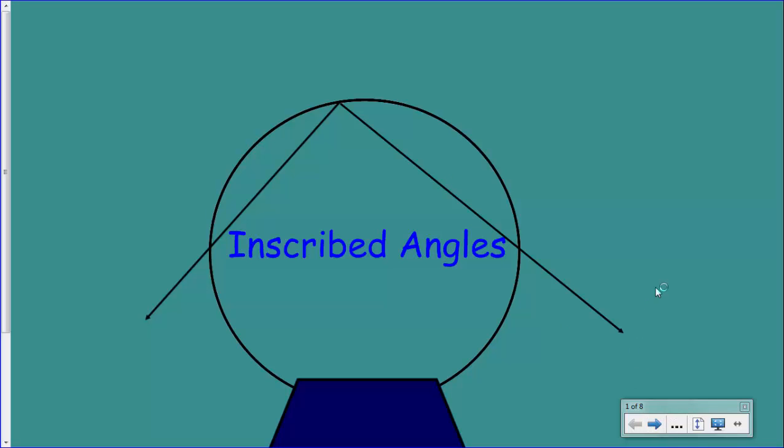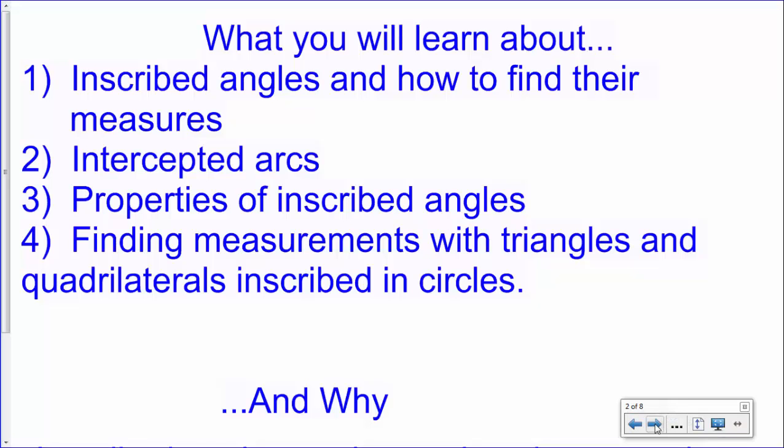Our next video lesson is on inscribed angles. We'll learn about inscribed angles and how to find their measures, an intercepted arc, and properties of inscribed angles. We'll also look at finding measurements of triangles and quadrilaterals inscribed in circles.